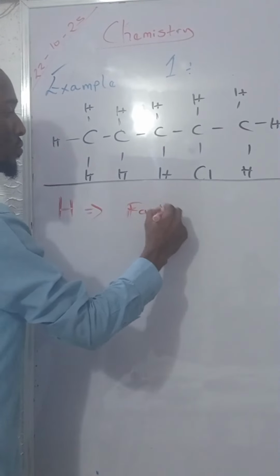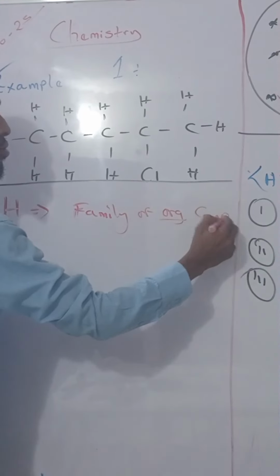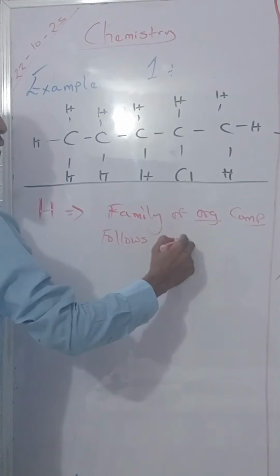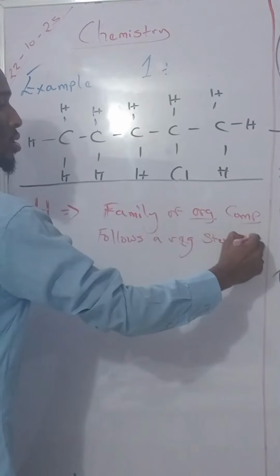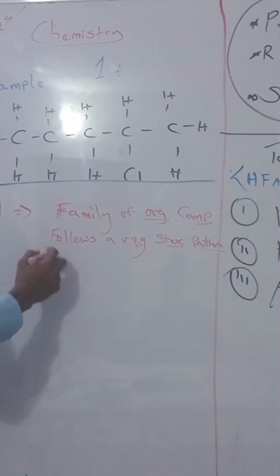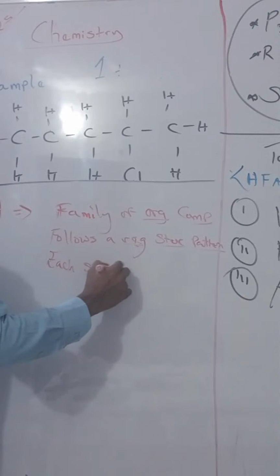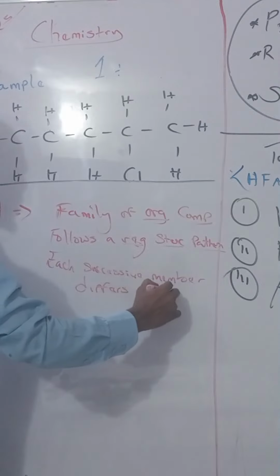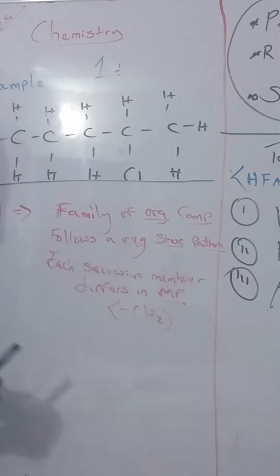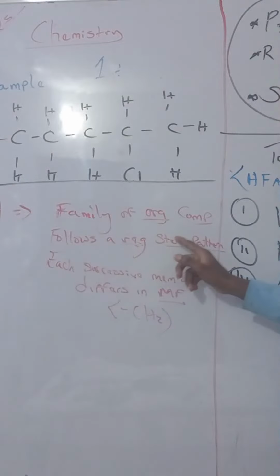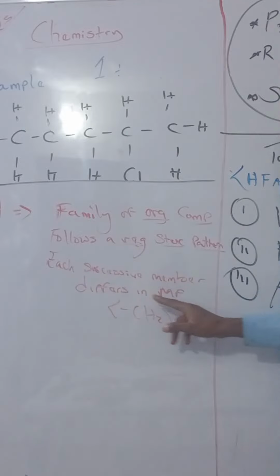A homologous series is a family of organic compounds that follows a regular structural pattern in which each successive member differs in molecular formula by CH2. That's it.